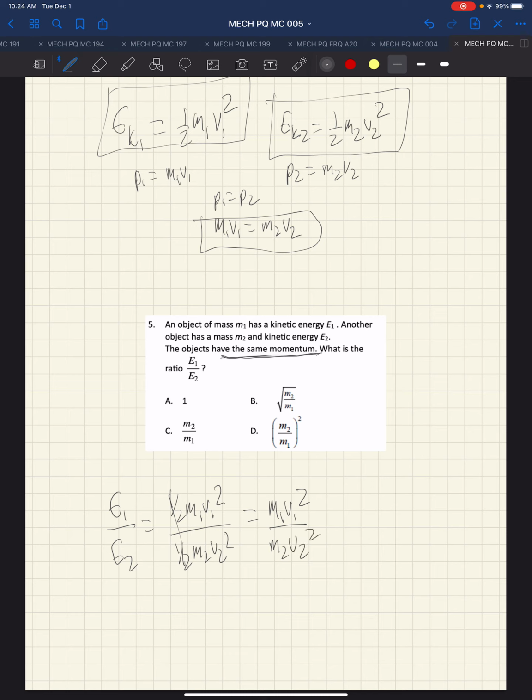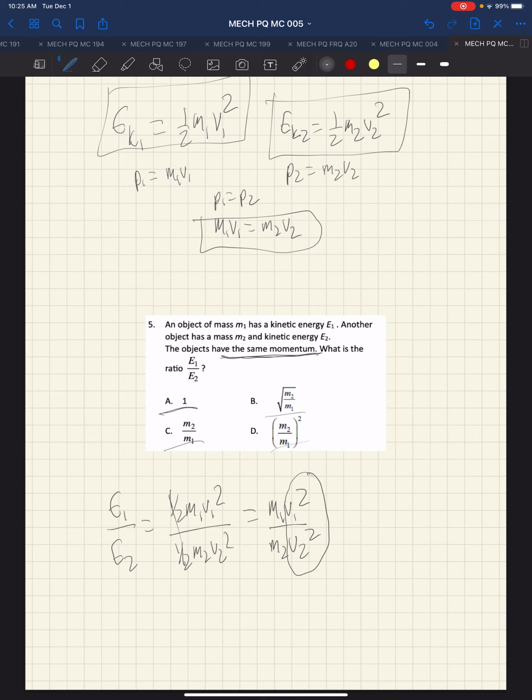So now we're looking at our choices. What is the ratio? Is it 1, M2 to M1, M2 over M1, the square root of M2 over M1, or the quantity M2 over M1 squared? In this case, we look at all our choices except the first choice, A. We see that all of the answers have only M, so that means we must get rid of the V1 and V2 somehow.